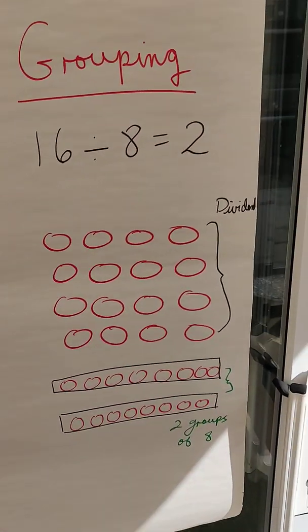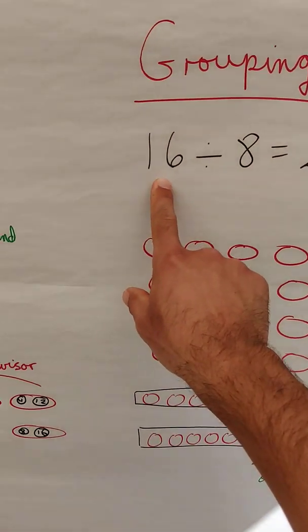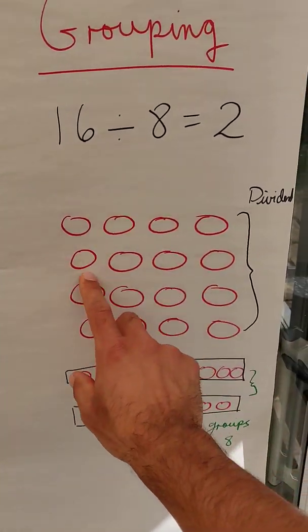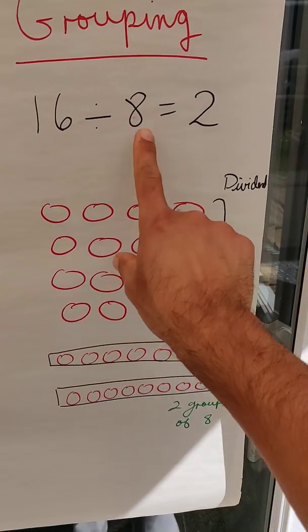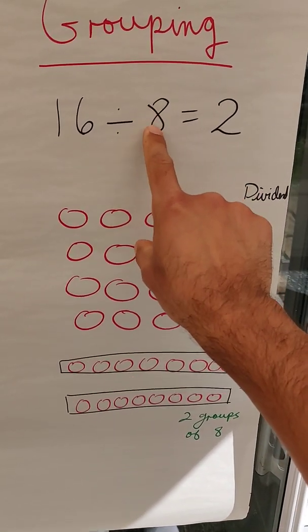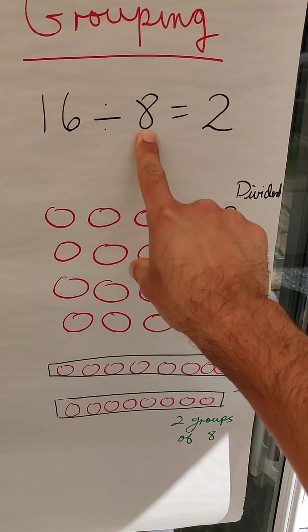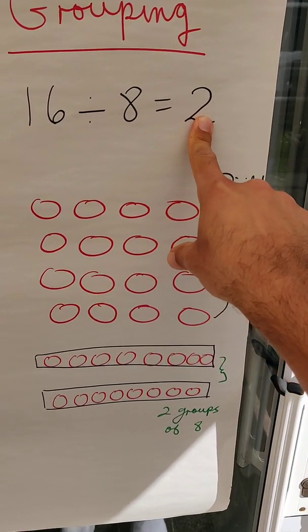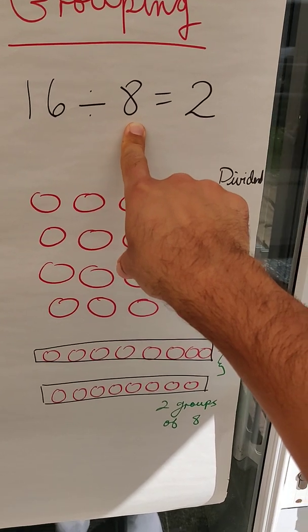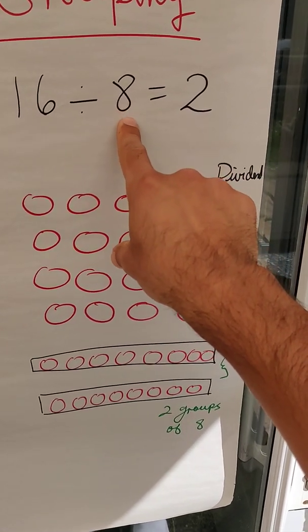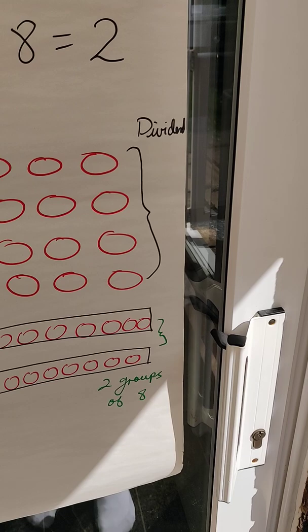So over here we have grouping. Again, we have my dividend, which is right here. That's the total amount that I have. Then I have my divisor. Now my divisor will tell me something very important in grouping. And then I have my quotient. So my divisor tells me how big my groups are going to be.